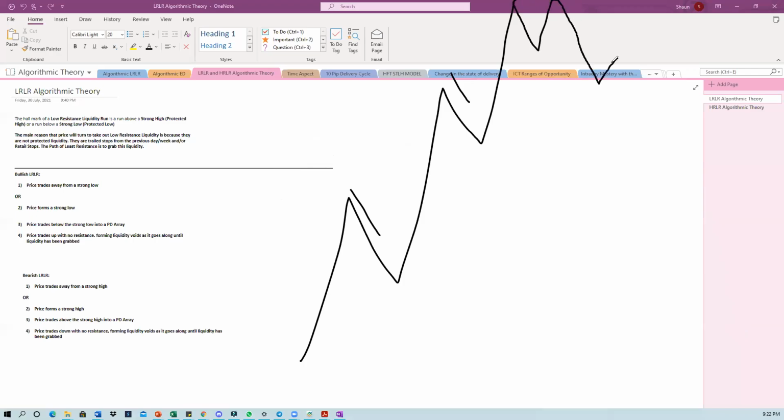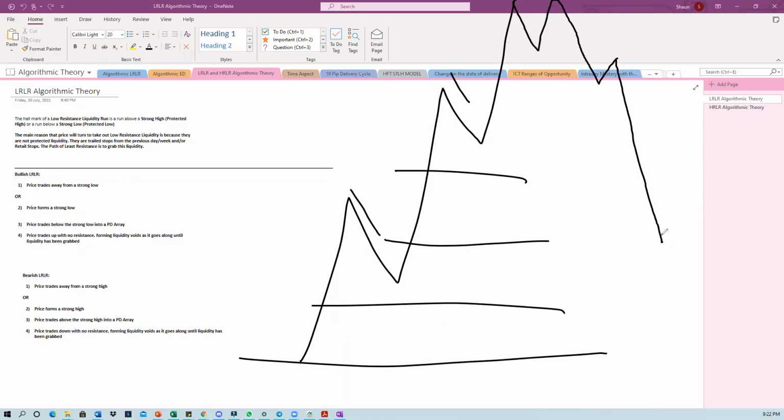Anyone? It starts with R. Yes, sir. Okay. Price is then coming back down to rebalance. Now, how is it able to rebalance? By running low resistance liquidity. So if you have an imbalance here, fine, I'm going to run low resistance liquidity. You have an imbalance here, fine, I'm going to retrace a bit and I'm going to run low resistance liquidity.